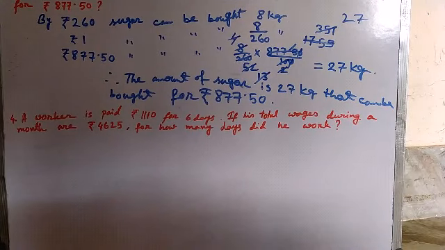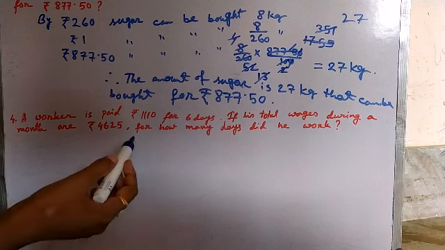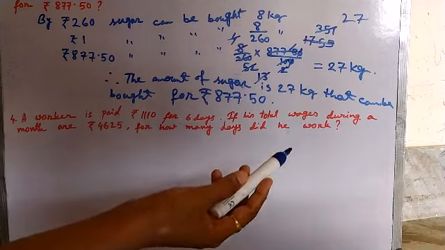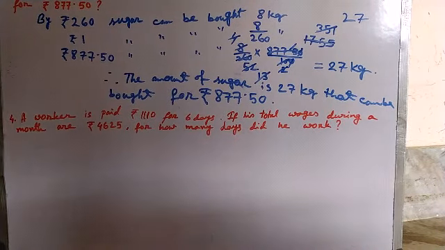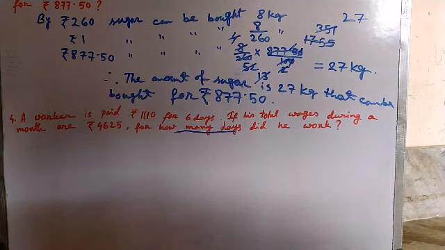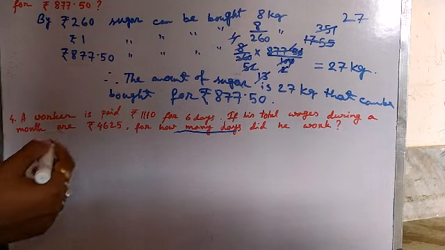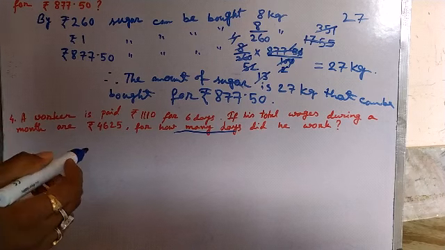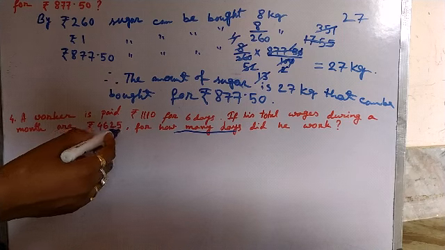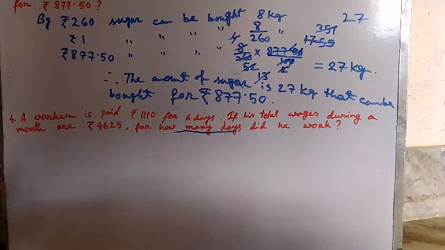Now question number 4. A worker is paid rupees 1110 for 6 days. If his total wages during a month are rupees 4625, for how many days did he work? So here we have to find out how many days. That means number of days will be in the right side. So this money will be in the left side. He will get total money in a month 4625. So let's see that.